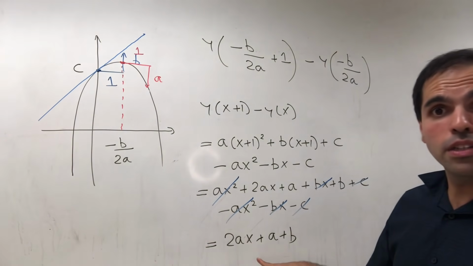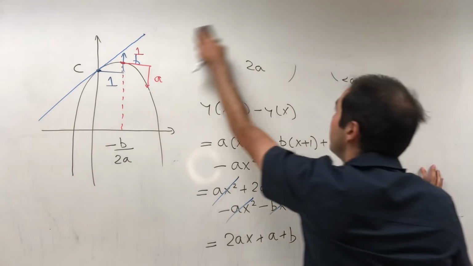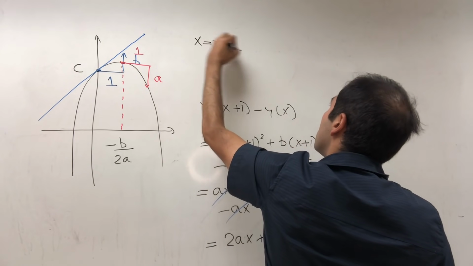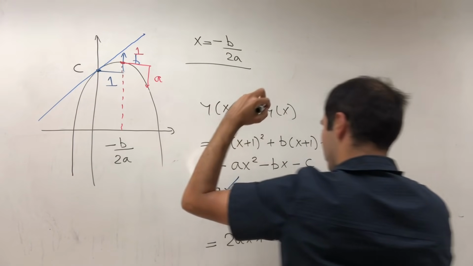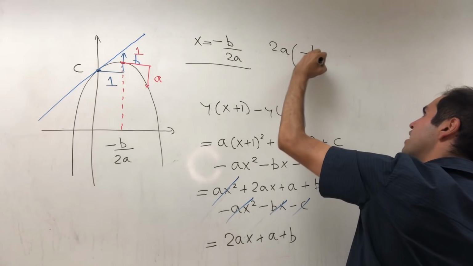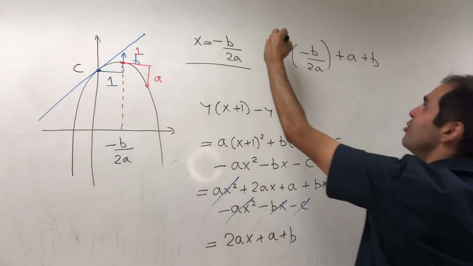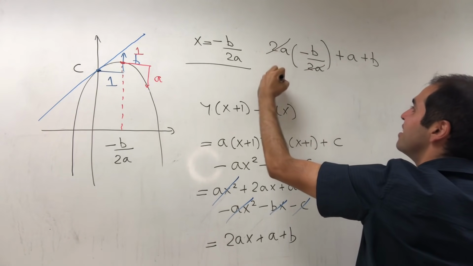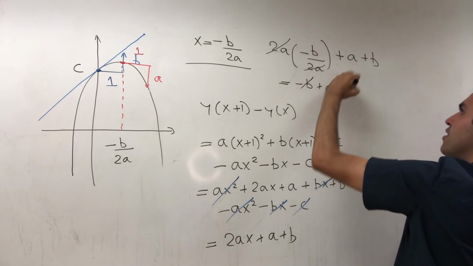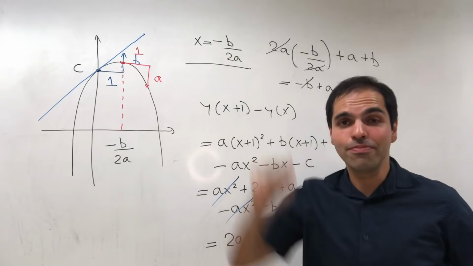And now, all we need to do is plug in x equals minus b over 2a. Then this gives you 2a times minus b over 2a, plus a plus b. The 2a's cancel out, and we get minus b plus a plus b. The b's cancel out, and you're left with a, and we're done.